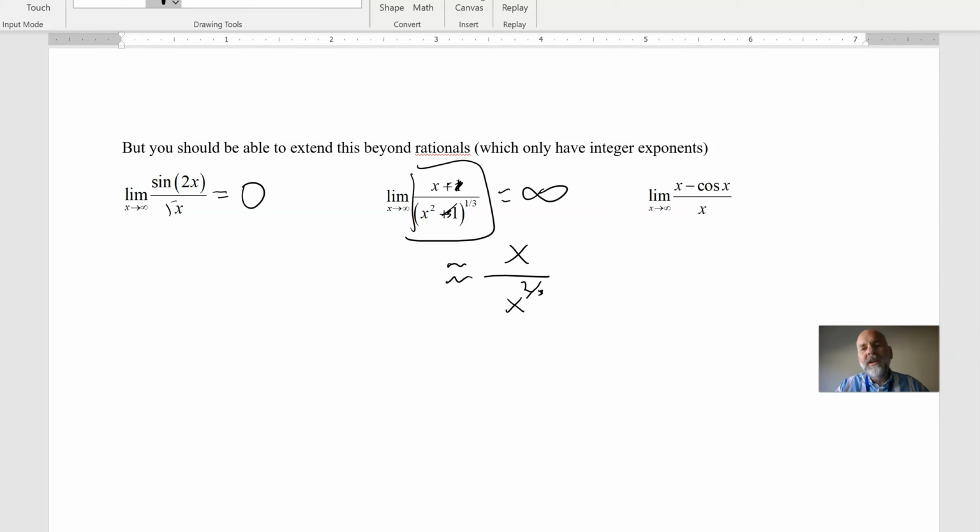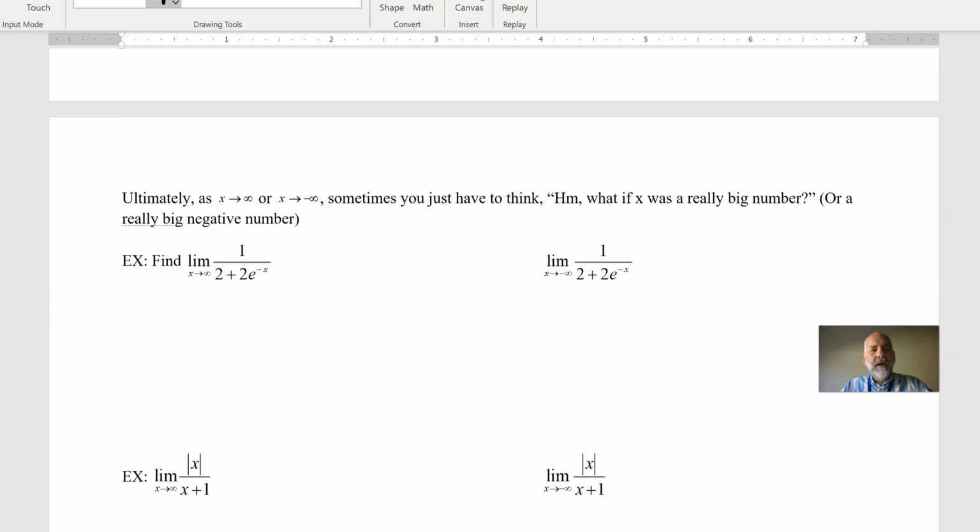Same idea on this one. It's an infinitely big number, plus or minus something between -1 and 1. So it's going to oscillate around that really big number. And the denominator is going to be that same big number. This is going to be a ratio. This ratio is going to be 1, right? Because that minus cosine x is not going to matter much. All right.